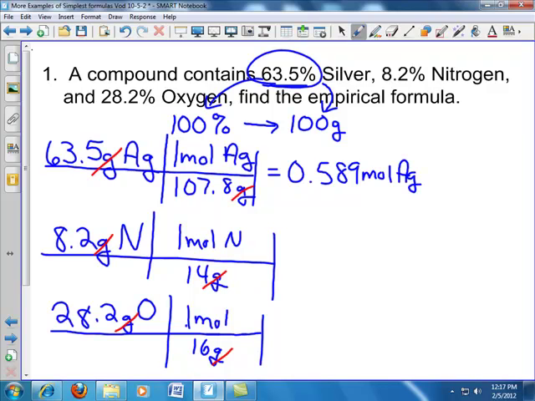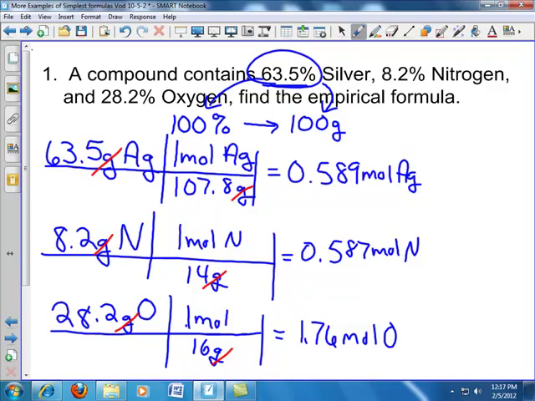So we get that many moles of silver. And remember, I said in the first VodCast, you want to keep at least 3 decimal places on most of these, and you don't really want to round too much on this particular step. That's how many moles of nitrogen you have. And then the last one, that's how many moles of oxygen. So that was step 2, change your grams to moles.